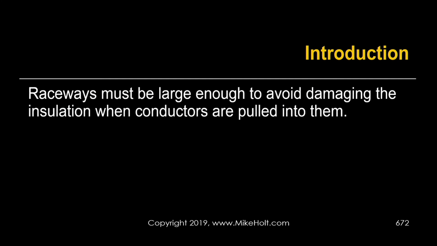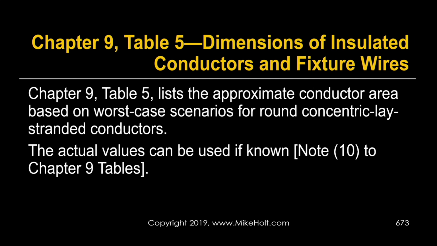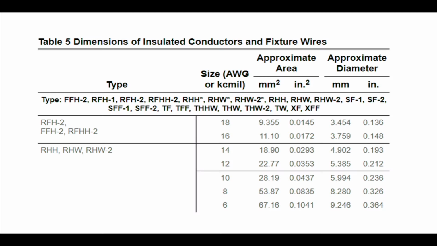Sizing a raceway comes down to knowing the size of the conductors and knowing the size of the raceway that will accommodate them. Chapter 9, Table 5 lists the approximate conductor area based off the worst case scenarios for round, concentric, lay-stranded conductors. The actual values can be used if known. So if I know the actual area, we can go ahead and use that instead of the numbers that we have in Table 5.